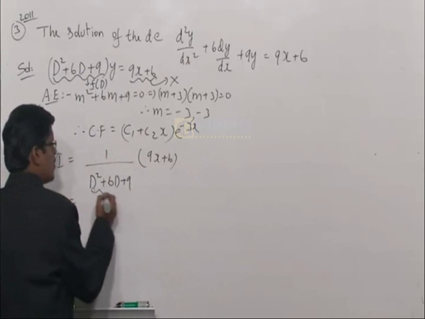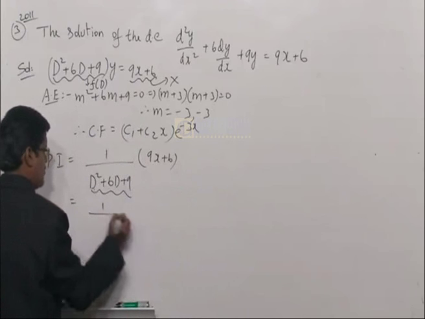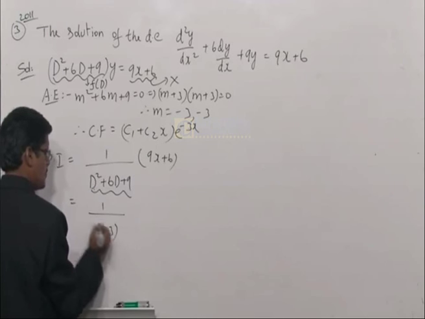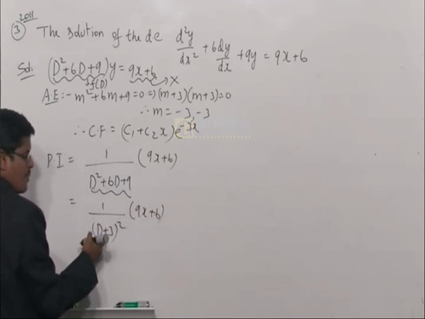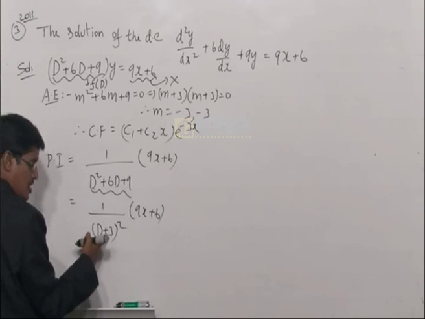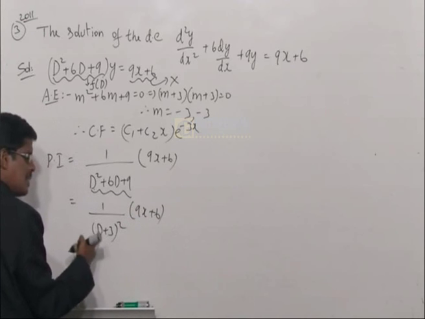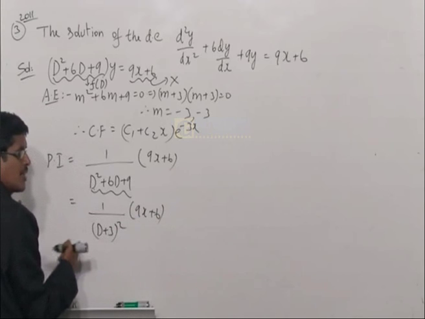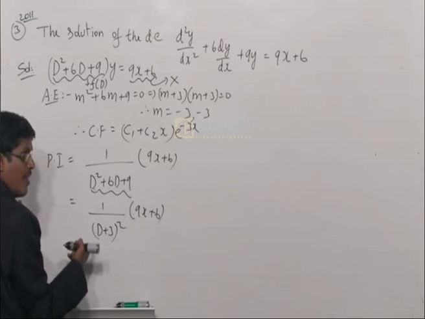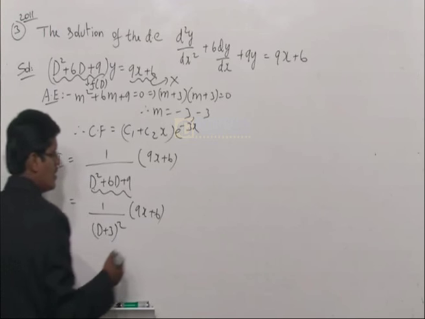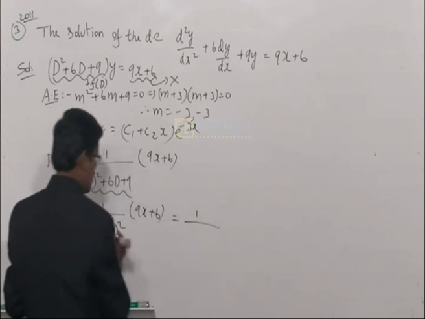So this is already a perfect square. I can write 1 by D plus 3 whole square into 9x plus 6. To get plus 1, I have given standard expansions in rule 3, some useful binomial expansions. Which term to take out? Constant term. If no constant term, then D term. If no D term, then D square term to take out. Then only you will get one in the denominator plus 1. Okay. So here I am taking the constant outside.